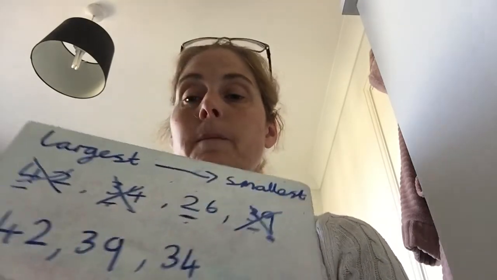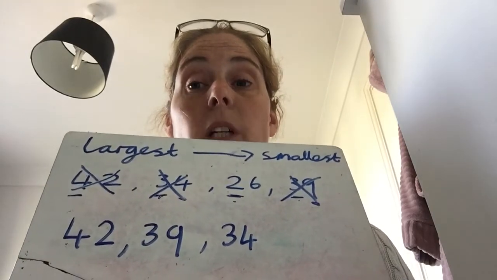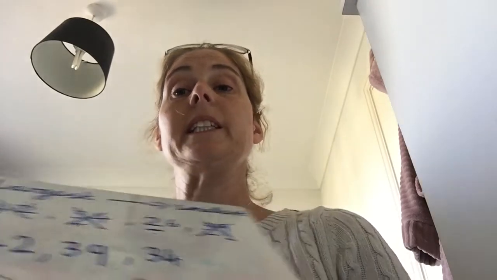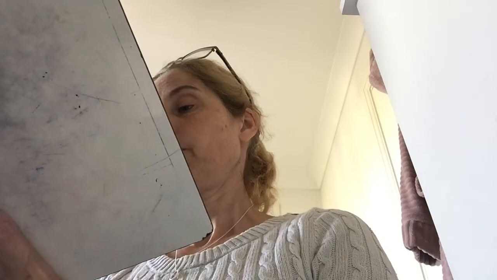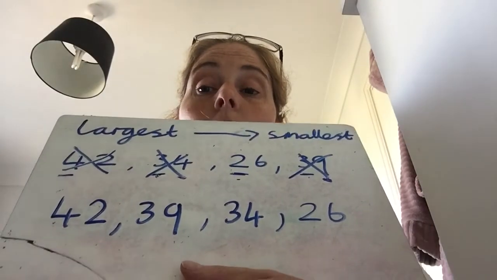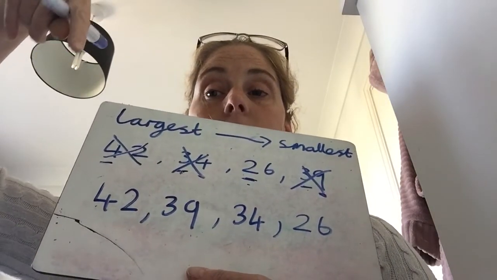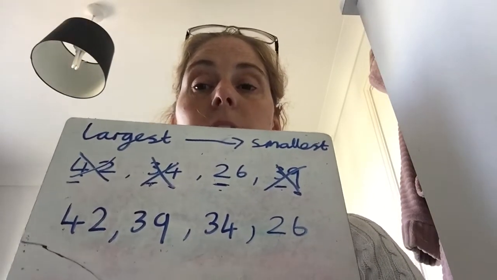Okay, so we know that one, and then we know that the 34 must be next. Okay, so then straight away we can see which one is our smallest number, and that is 26. And there we have our numbers in order. Okay, we have them in descending order from the largest down to the smallest. Okay, well done year one.